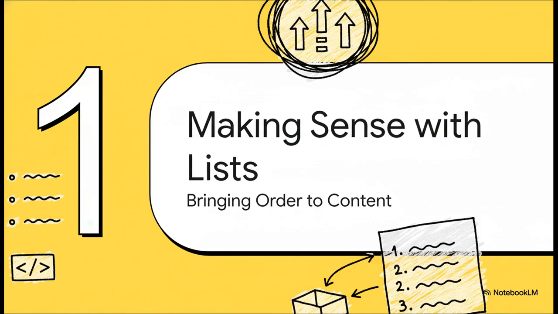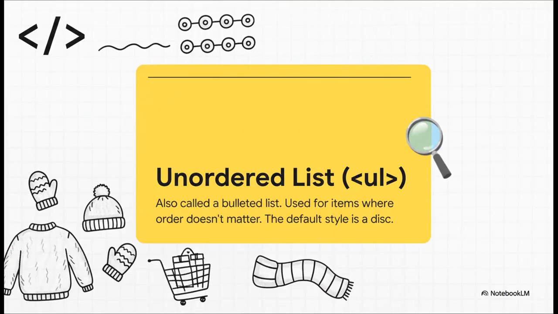Now, this might sound super basic, but trust me, getting good at lists is one of the most powerful things you can do in HTML. Okay, first up is the unordered list. You'll make this with a UL tag. This is your go-to, your bread and butter for any collection of items where the sequence just doesn't matter. Think about a shopping list or a list of features for a product. The order isn't the point.